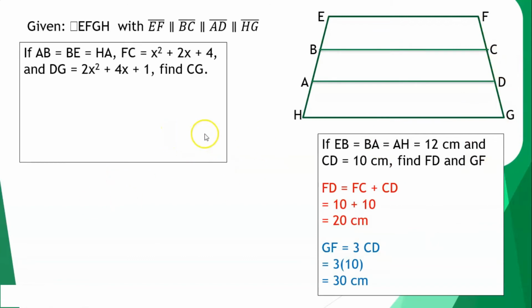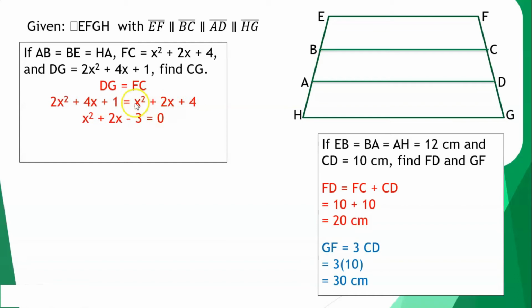Okay, another. Now, if A to B is equal to BE is equal to HA, and F to C is given as x squared plus 2x plus 4, and D to G is 2x squared plus 4x plus 1. So find C to G. Now take note here, D to G is equal to F to C. So these are of equal length. So with that, we substitute. So 2x squared plus 4x plus 1 and x squared plus 2x plus 4.